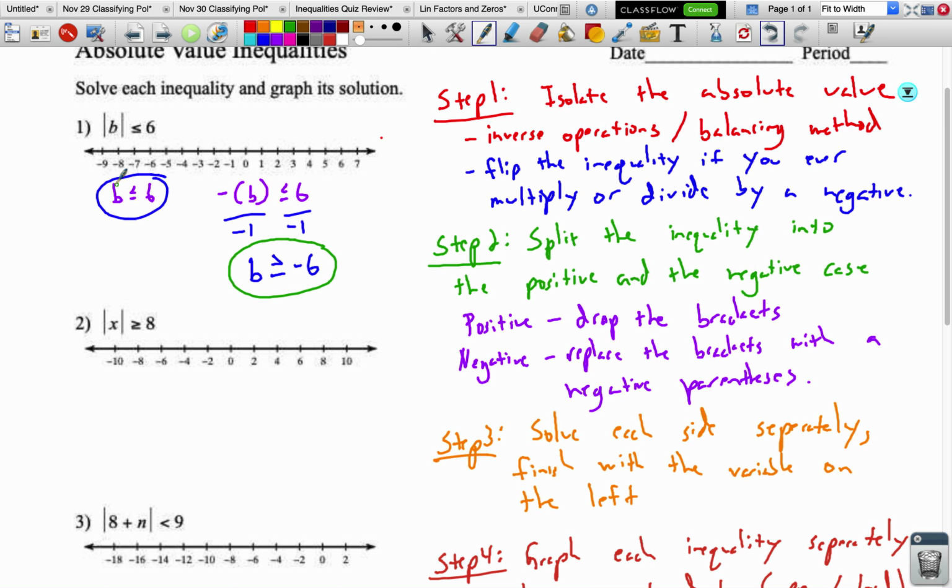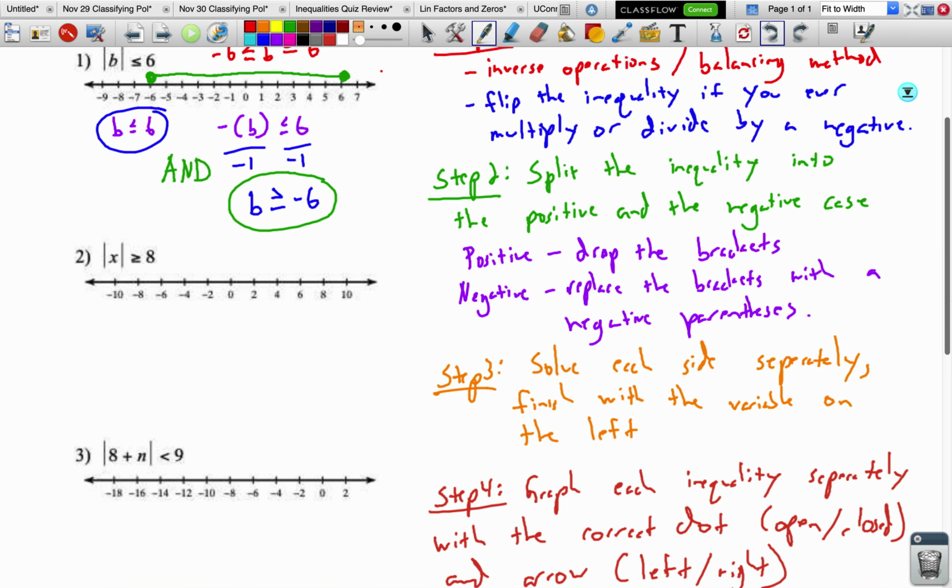All right, let's graph these separately. b is less than or equal to 6. I should put a closed dot at 6, arrow going to the left. b is greater than or equal to -6. I should put a closed dot at -6, arrow going to the right. These will connect up, meaning that I can say and in between these two answers here. Or I could rewrite this as a single line inequality. I could go -6 is less than or equal to b is less than or equal to 6. That would also be an acceptable solution to this one.